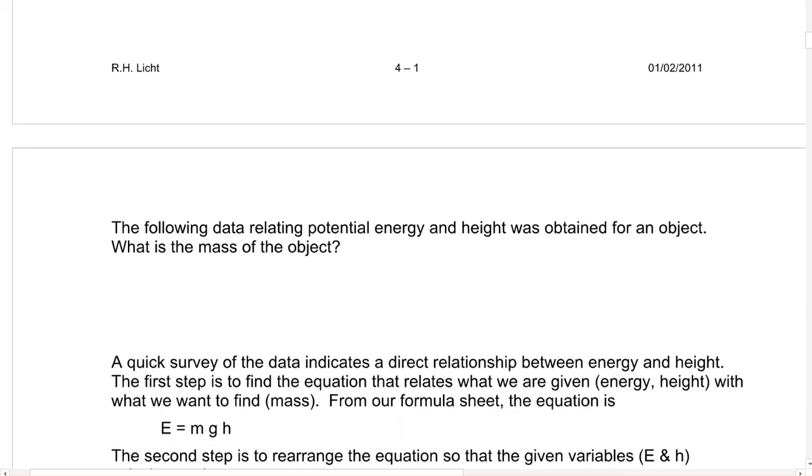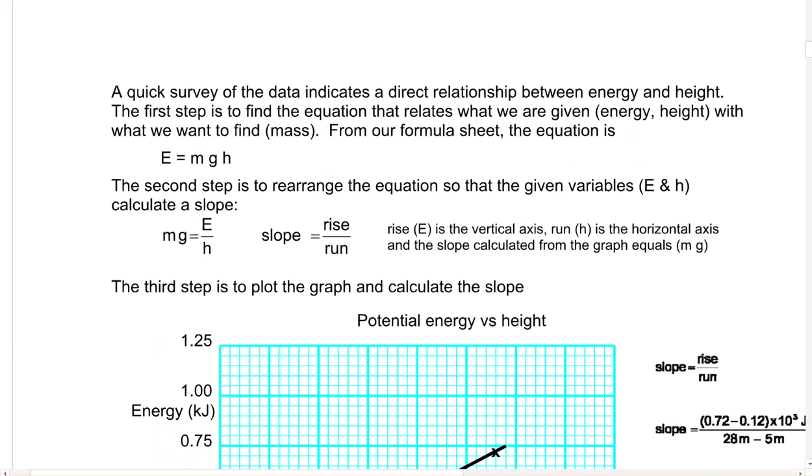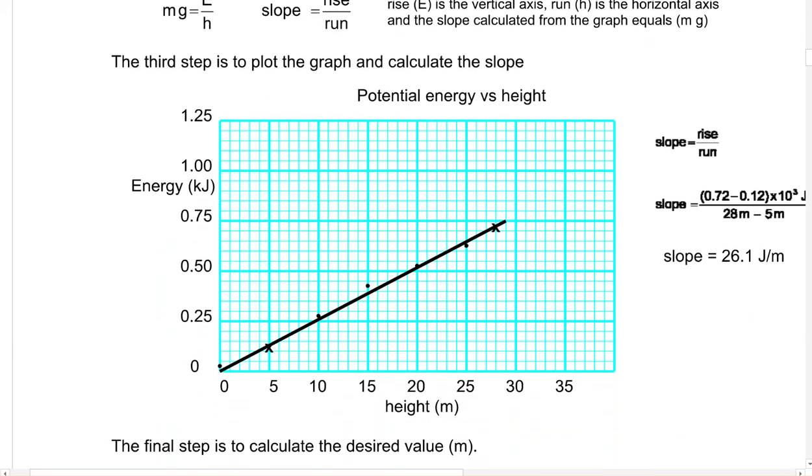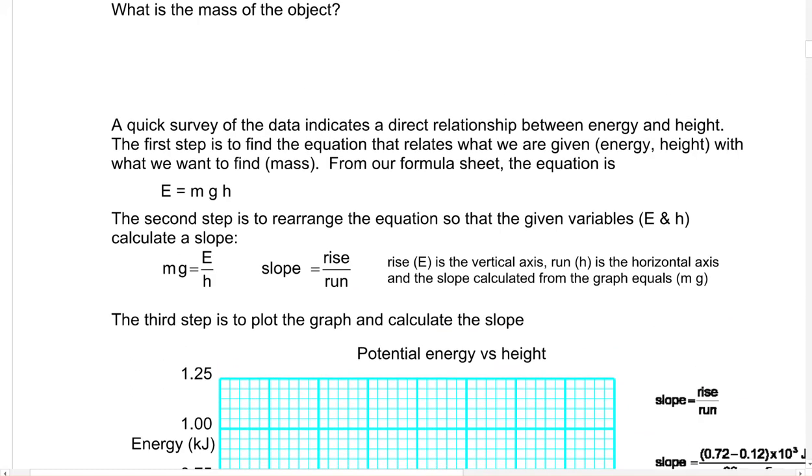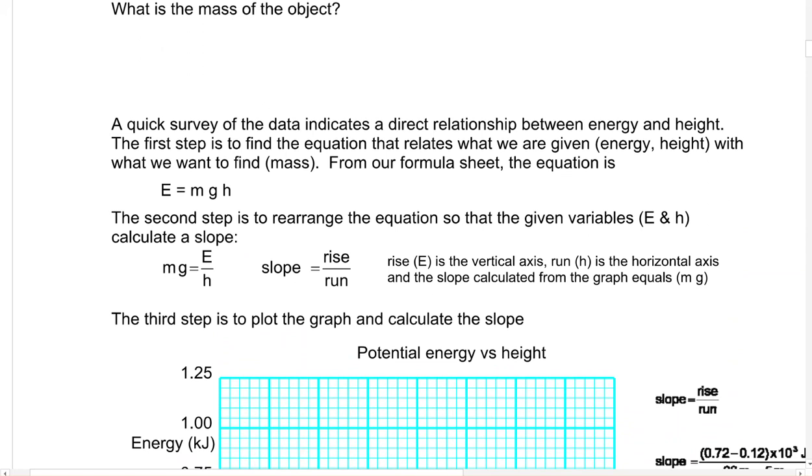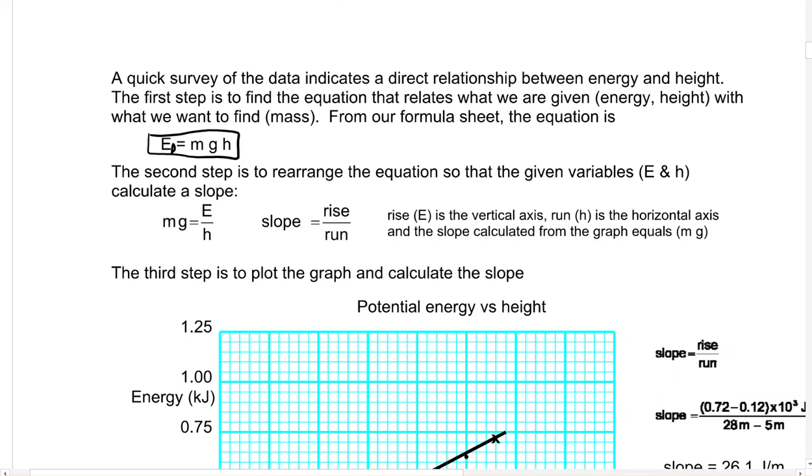What that would look like if you graph that data is it would look something like this, and you get a straight line going through it. What we can do here is start off with the equation E is equal to mgh, so potential energy is equal to mgh. What this whole lesson is going to be about is rearranging this in such a way that I have something over something.